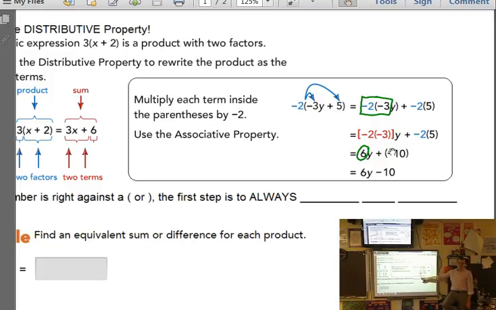Because I don't know what y is. I can't combine these until I know the quantity of y. Because if y is 10, then this is 60 minus 10. But if y is 2, it's only 12 minus 10. So knowing what y is has to happen first.